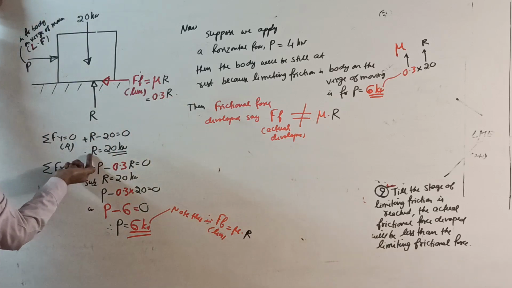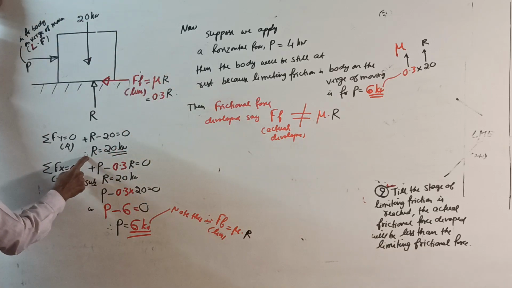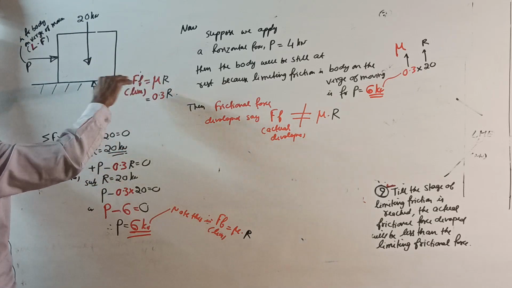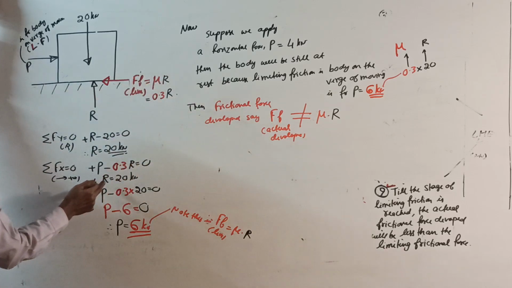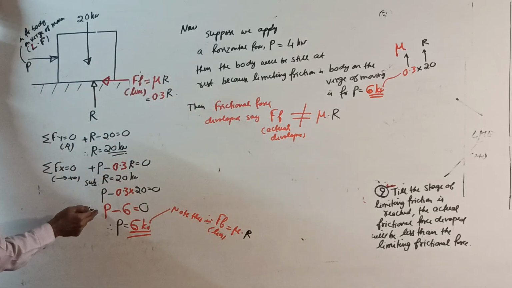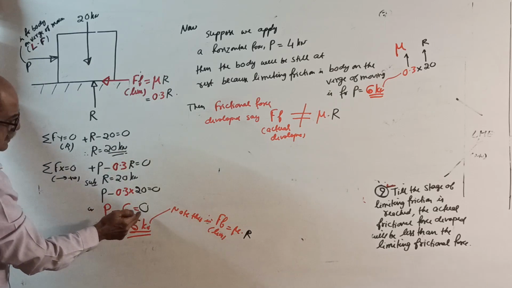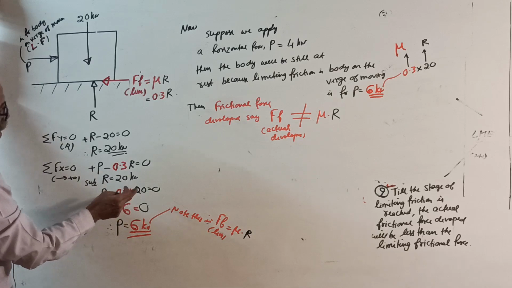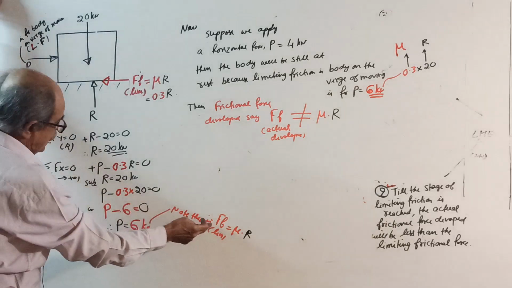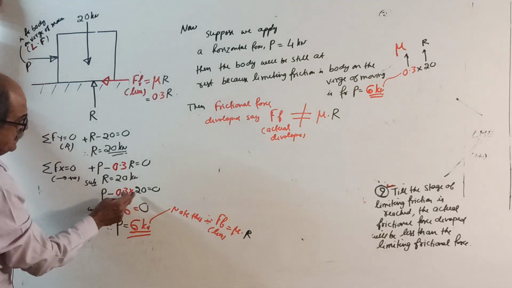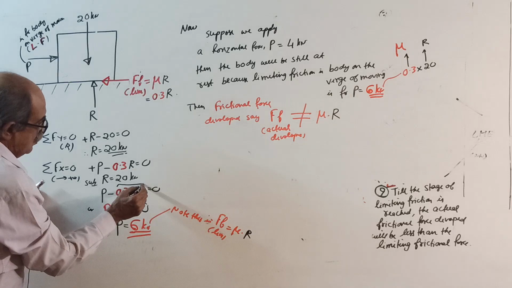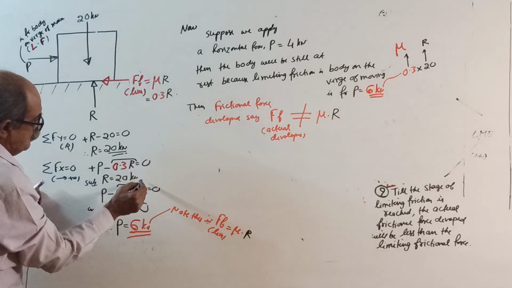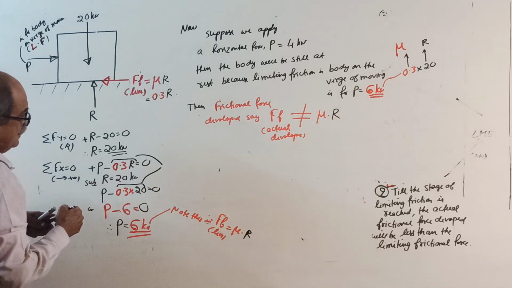Sigma Fy equal to 0: R minus 20 equal to 0, so R will come 20. Sigma Fx equal to 0: P minus mu R, that is 0.3 R, equal to 0. Substitute R equal to 20, and your P will come 6 kilonewton. So what is 6 kilonewton? See here, 0.3 into 20. These two are FF limit.